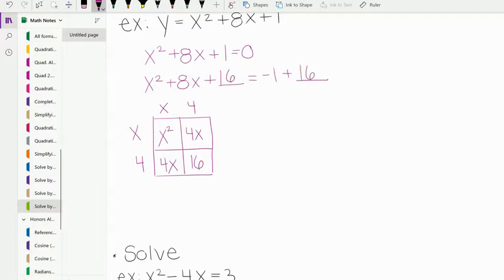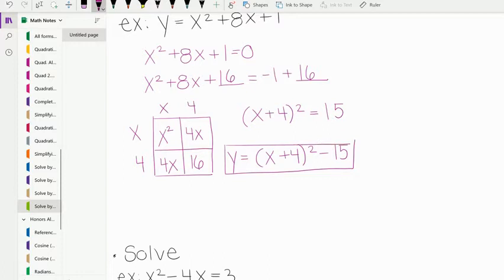So from there, we're going to go ahead and write out the factors, but we've already factored it. It's x plus 4 and x plus 4. So we're going to write that as x plus 4 squared equals, and then we have negative 1 plus 16, which is 15. And the last thing that we want to do is go ahead and move that 15 over to the other side. So we get x plus 4 squared minus 15, and then we have y equals, okay? So we just put it in vertex form by completing the square.